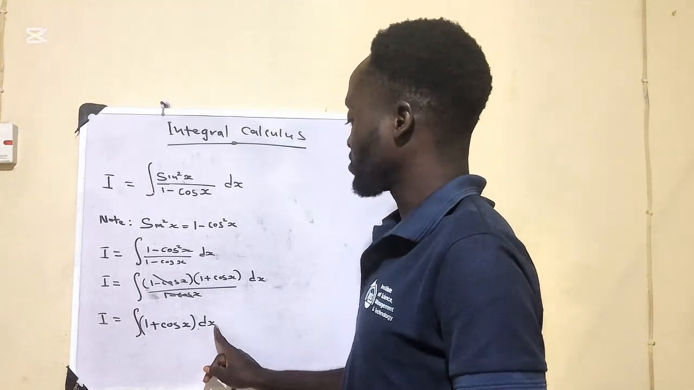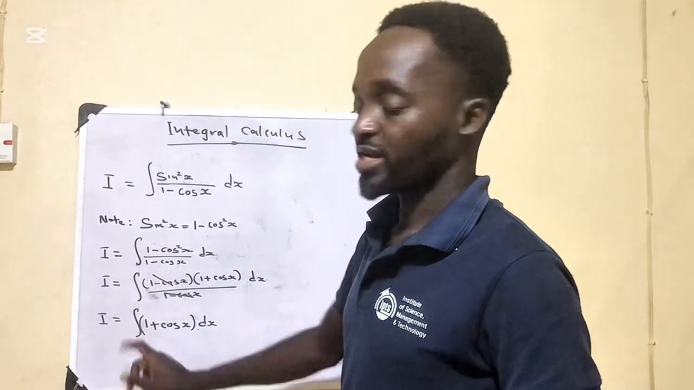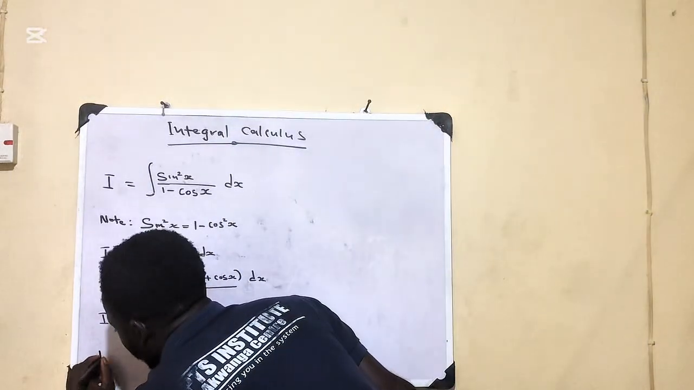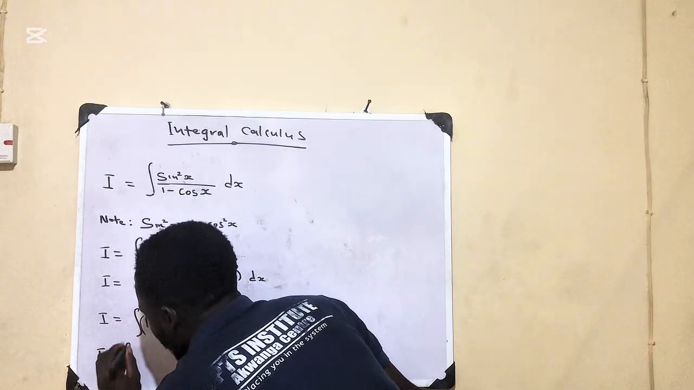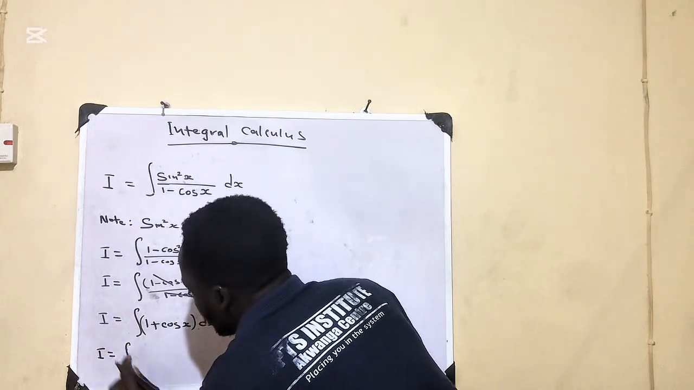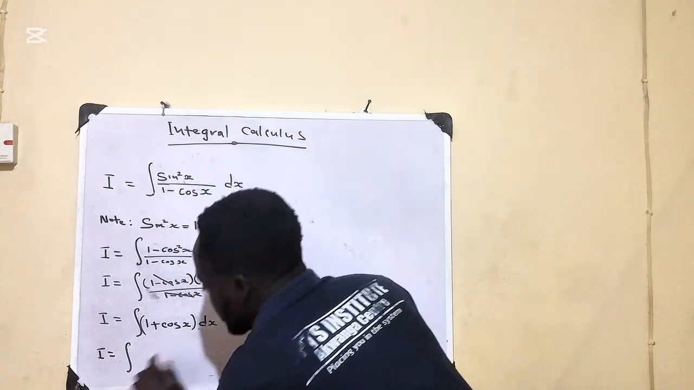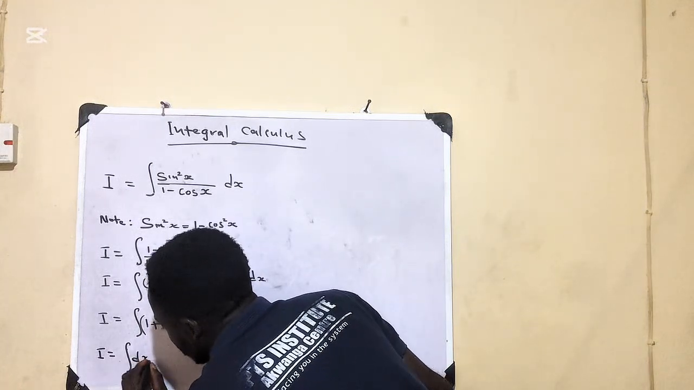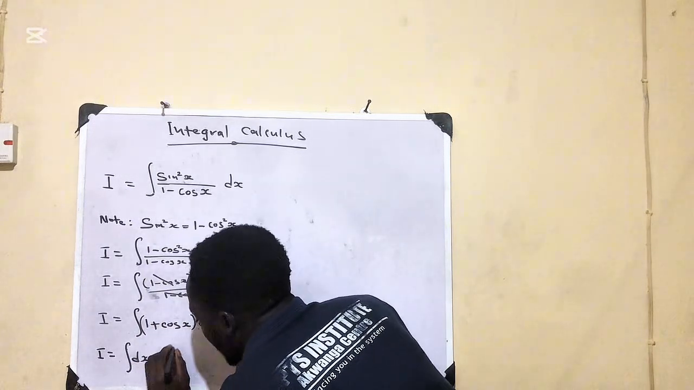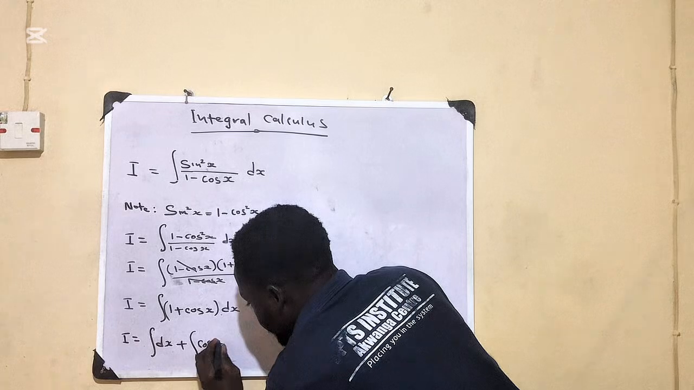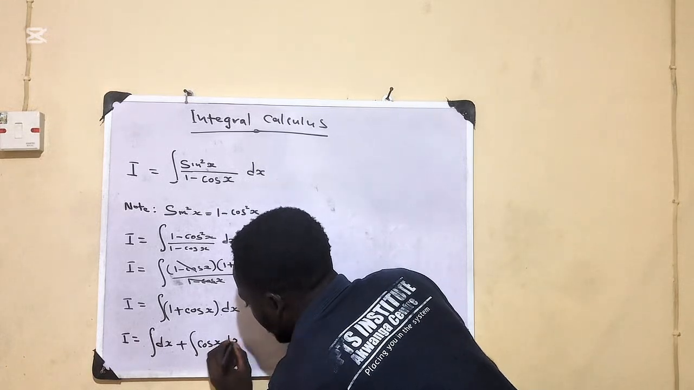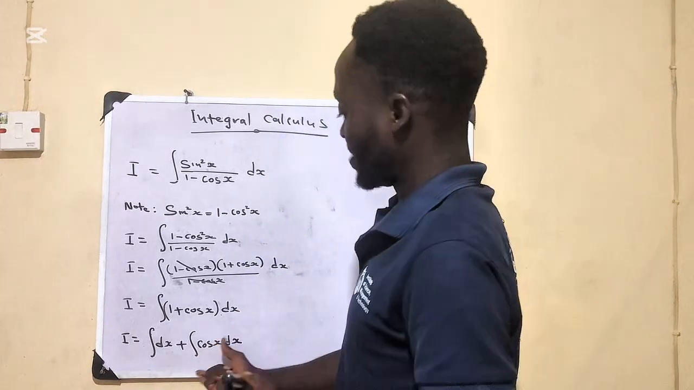From here we can open the bracket by multiplying the integral sign by what is in the bracket, likewise multiplying this dx by what we have here. So if we do that, we have I equals the integral of 1 dx, and there's no need of writing the 1, so we just write dx, plus the integral of cos x dx. Alright, now we have opened the bracket.